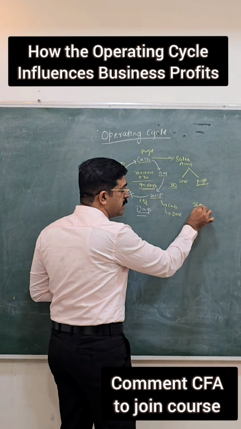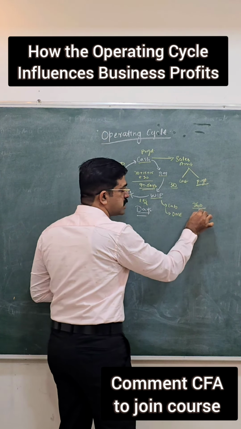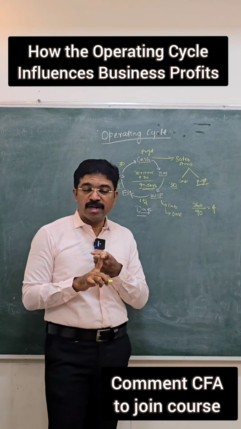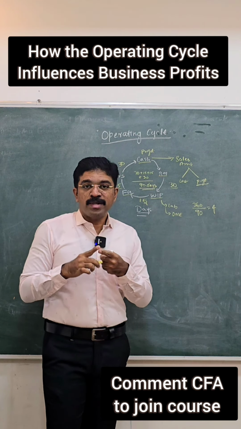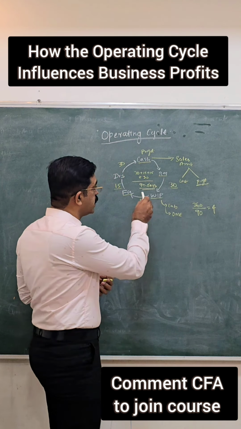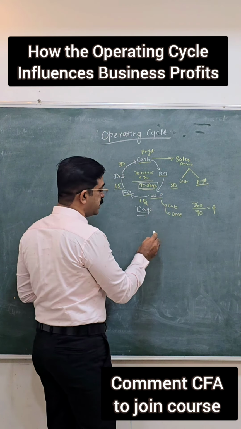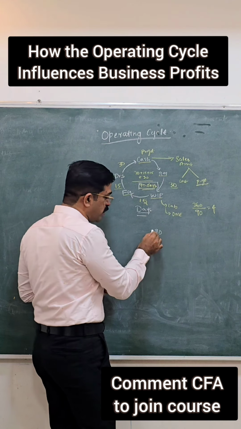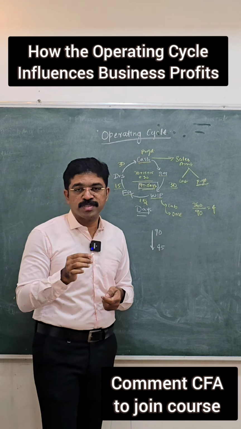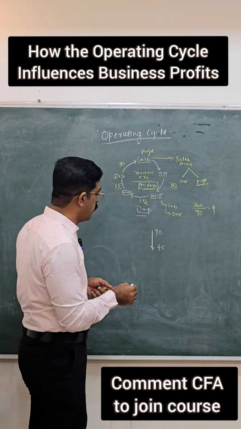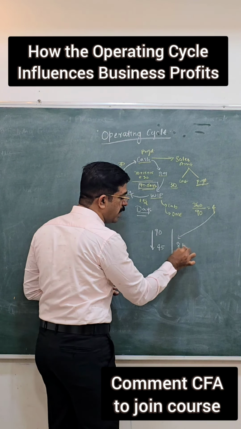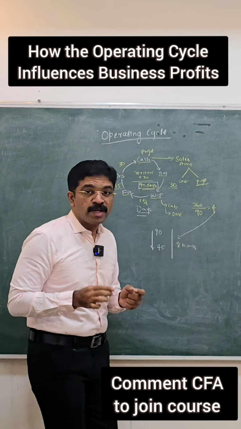And how many days in a year? Let's say 360 days. 360 by 90, it means this business has the capability to make profit only 4 times in a year. But if the business wants more profit, what should it do? It should try to optimize this cycle. They are having a 90 days cycle. If they can reduce it to, let's say, 45 days, if they can reduce the cycle from 90 to 45, what can happen? They will get the opportunity to make profit 8 times in a year. Yes or no? 8 times in a year.